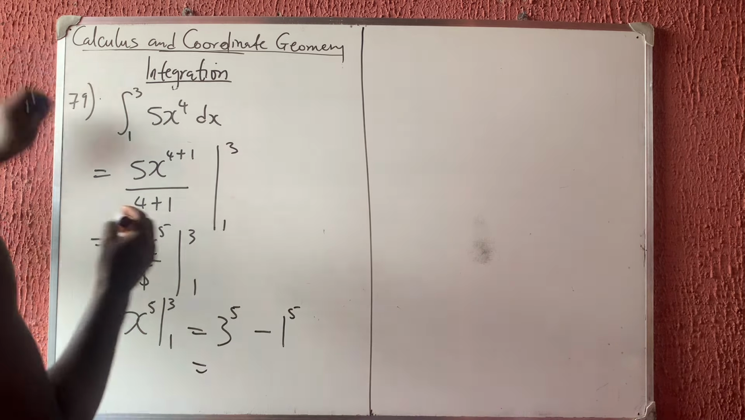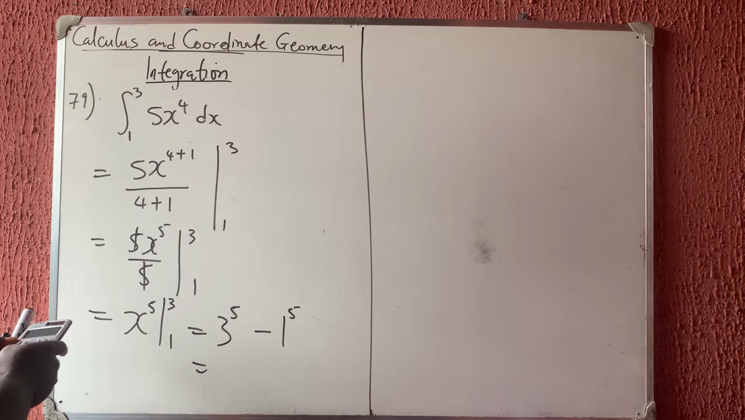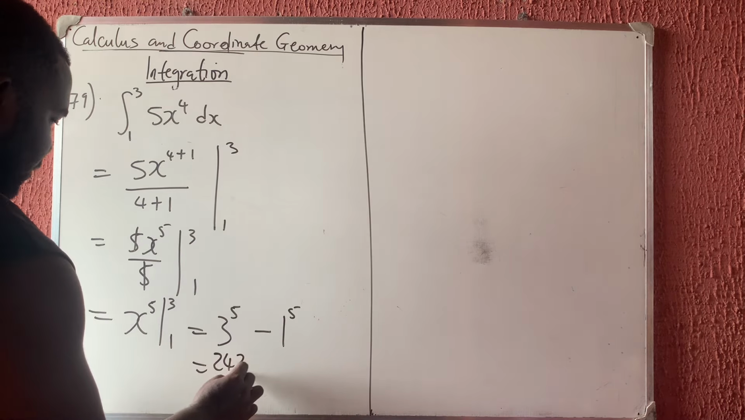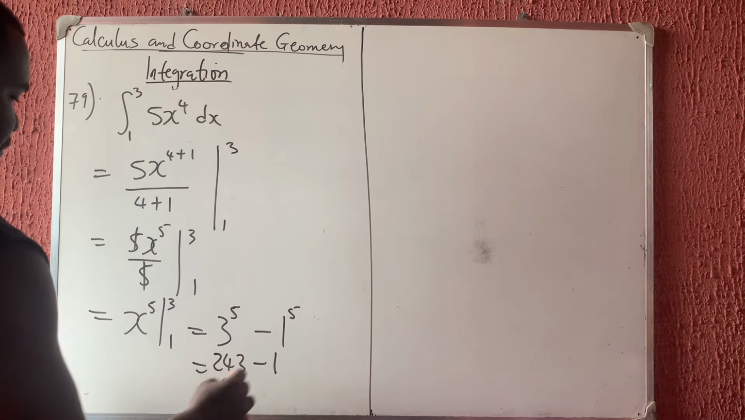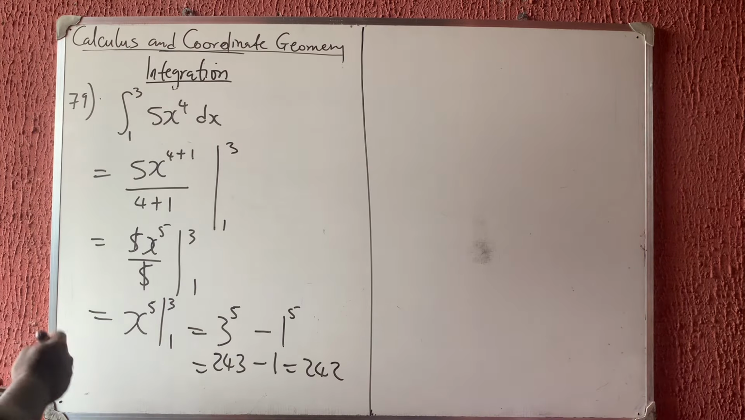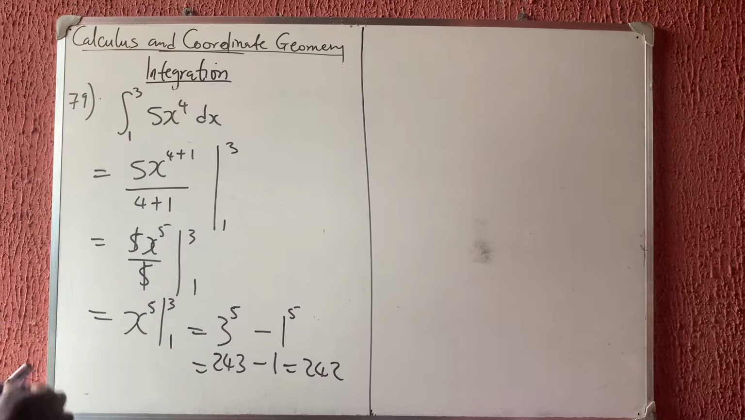Okay? So 3 raised to power 5 will give us 243. 243 minus 1. 1 raised to power 5 is 1, which will give us what? 242. You see? This is a very simple integration. Okay? We move to the next question.